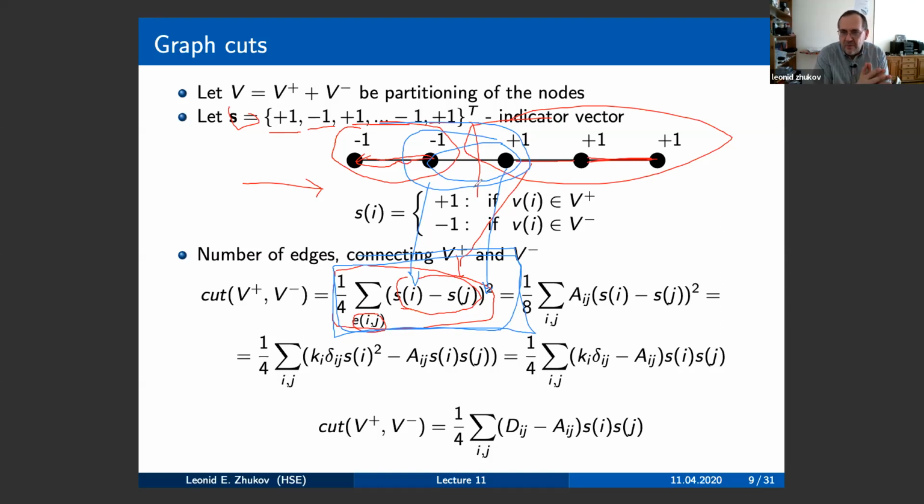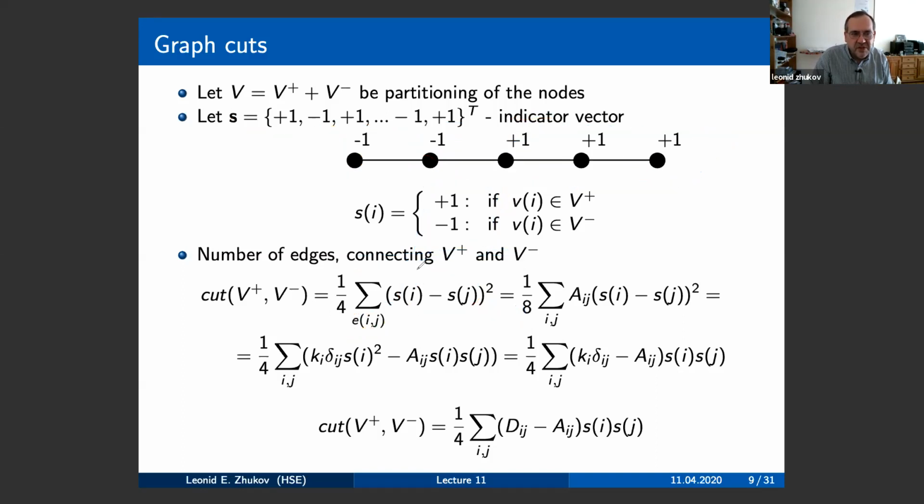So the reason it works that way is very simple, because all the nodes that belong to one partition have the same label, and I just subtract them. All the nodes that belong to another partition also have the same labels. So it's +1s and here it's -1s. So within the partition, this difference for each partition is equal to 0. And this difference is non-zero only for the edges that connect two partitions. Does that make sense?